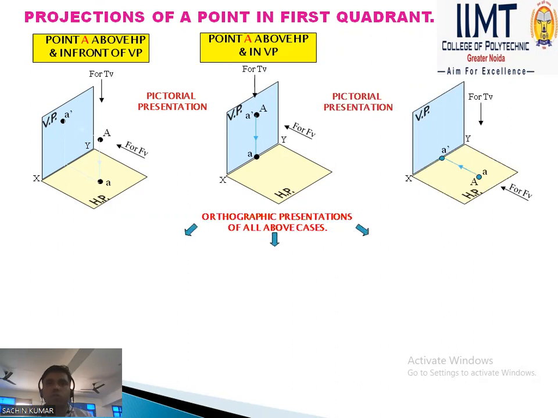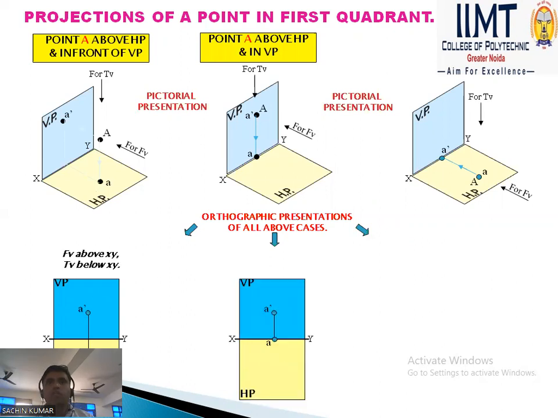These are the three cases in orthogonal representation. First is A dash: because point A is in the first quadrant, the front view goes above the XY line and the top view goes below the XY line. In the second case, because point A lies in the horizontal plane and also in the vertical plane, the top view always goes on the XY line.